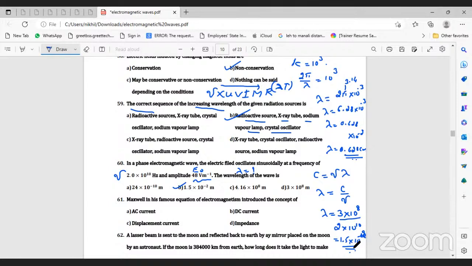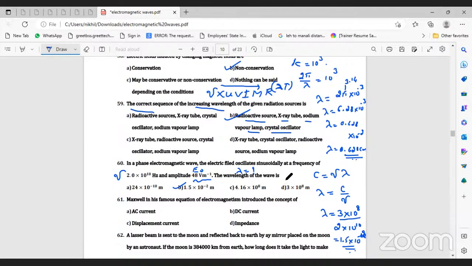Sir, then why have they given the E0 value, the amplitude of the electric field? In order to make confusion, they have given the value of E0. So don't get confused. It is going to be the wavelength of the wave only, that is 1.5 into 10 raised to minus 2 meter. So which is the right option? Option B is the right answer.